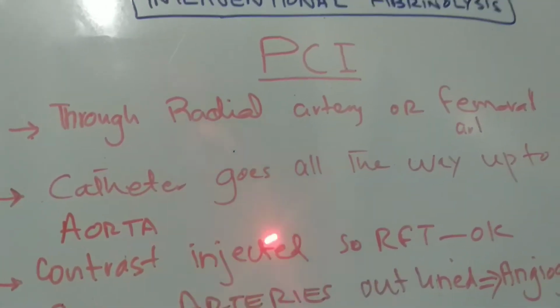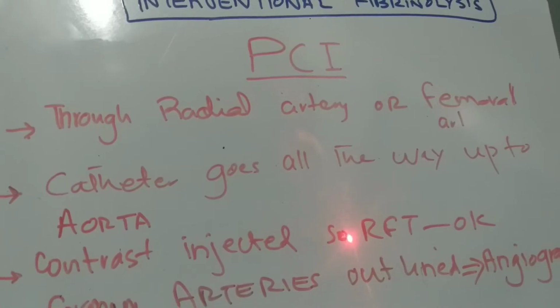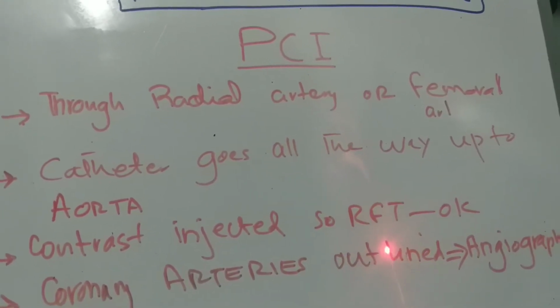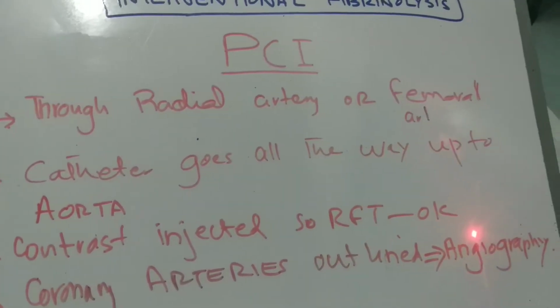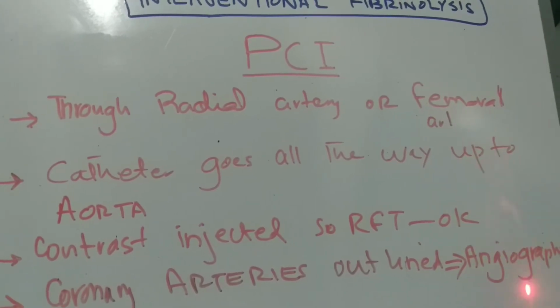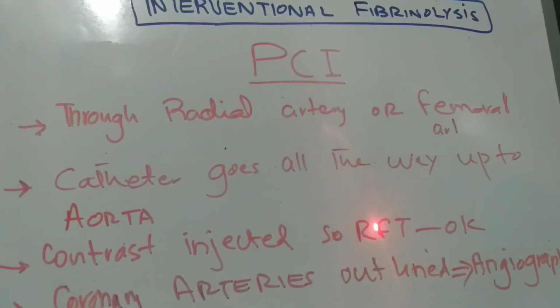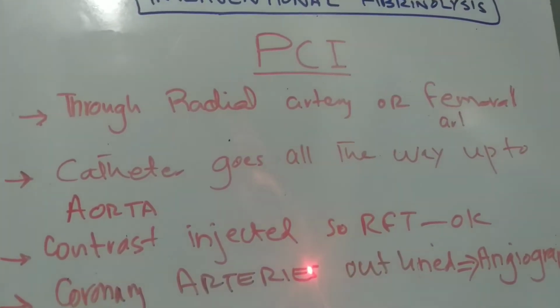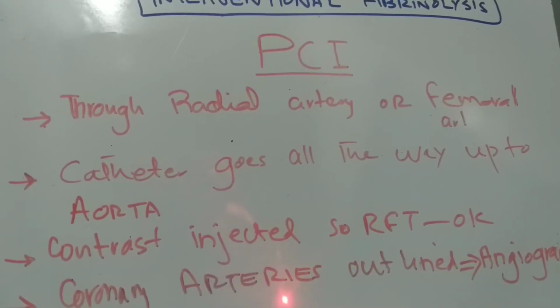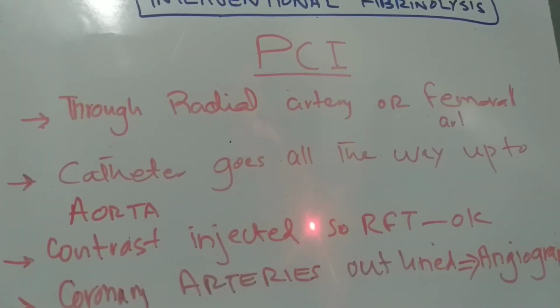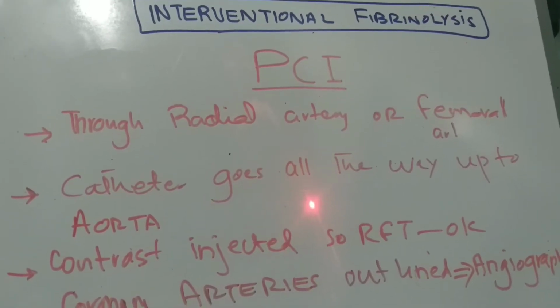When coronary arteries are outlined, then we can actually know where is the thrombus because of the filling defect. This process is known as angiography. Angiography is actually taking the picture or knowing the route or anatomy of the coronary arteries and localizing the thrombus present in any of the coronary artery.